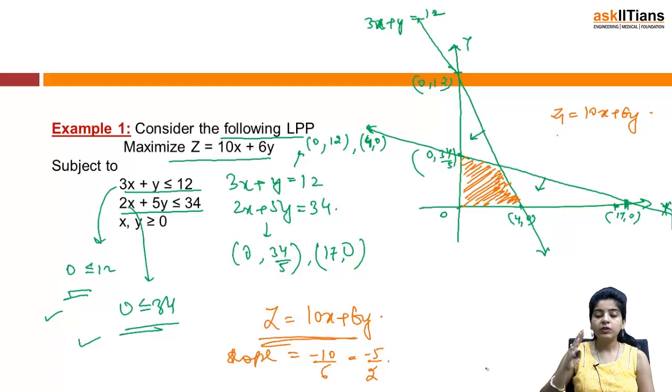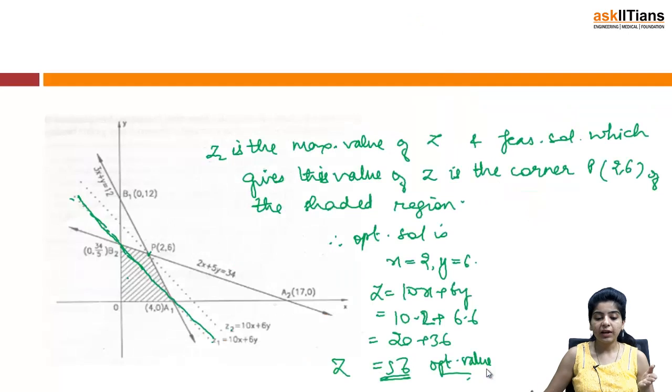And so we draw first z1, which can be any particular value, then if we take another value, it will move further, and we have obtained that z2 is the line representing the line farthest from the origin which has at least one point common to the feasible region. And this value you can easily find out. Corner point we have already discussed. The point of intersection of these two lines is P. So you can solve these two equations to find the coordinates of P, and therefore the optimal solution is given by this.